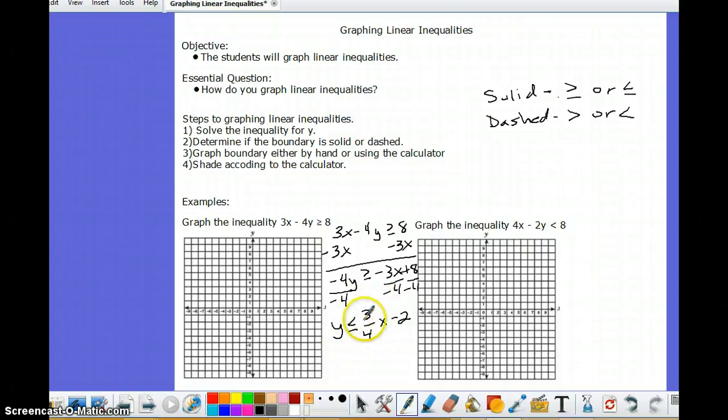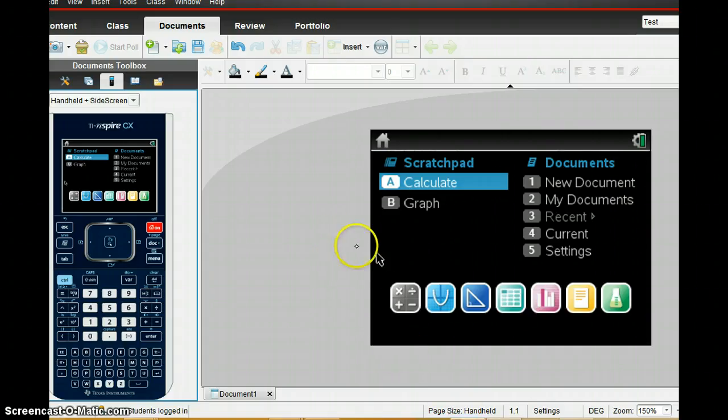Alright, so now we could graph this by hand. My y-intercept is negative 2, so I want to plot my y-intercept. My slope is 3 over 4, so 1, 2, 3, 1, 2, 3, 4. It's or equal to, which means it's solid, so I'm going to draw a line going through those 2 points, like so, and now I need to know how it's going to shade. You have 2 options. It's less than, which means if I pick one of my points, I want to go down, which means it should be shaded over here, or you can go to your calculators.